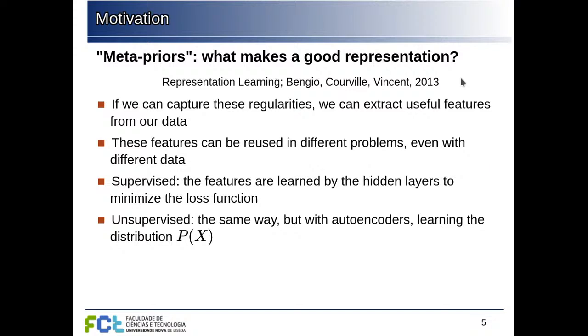If we are using supervised learning, then the features are learned by the hidden layers in our network in order to help minimize the loss function. In unsupervised learning, for example, with autoencoders, it's the same thing, because we also have a loss function that we're trying to minimize. But the difference is that now we are just focusing on the distribution of the input values, regardless of what labels we may or may not want to use in the future. In any case, this distribution already gives us a lot of information about the desirable features.